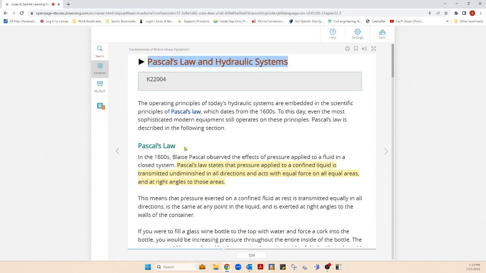Let's see what's next. Pascal's law. Everything we do in hydraulics and a lot of the air stuff that we do, and we have air over hydraulics. So this guy, Blaise Pascal, observed the effects of pressure applied to a fluid in a closed system. Pascal's law states that pressure applied to a confined liquid is transmitted undiminished. That means it doesn't lose anything, in all directions, and acts with equal force on all equal areas. And that's what we were showing over here.